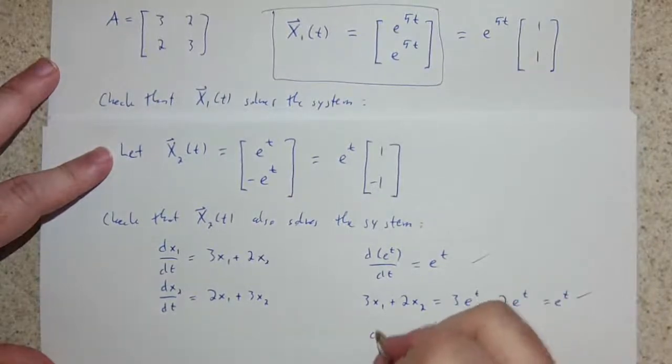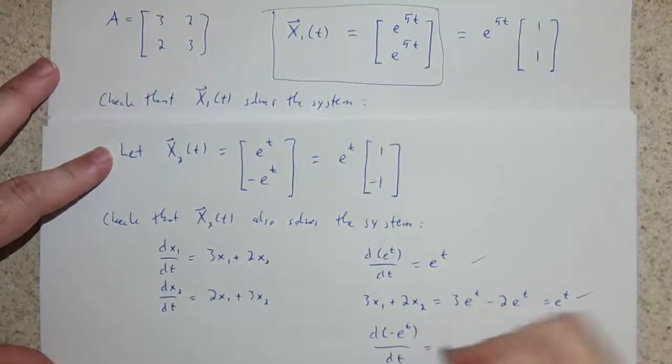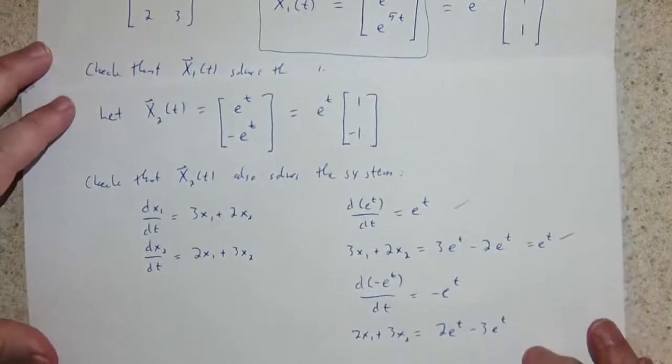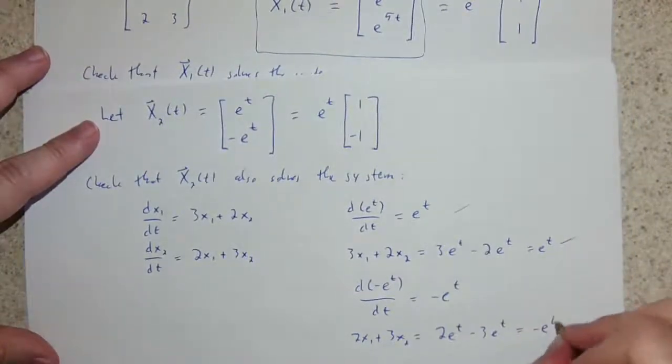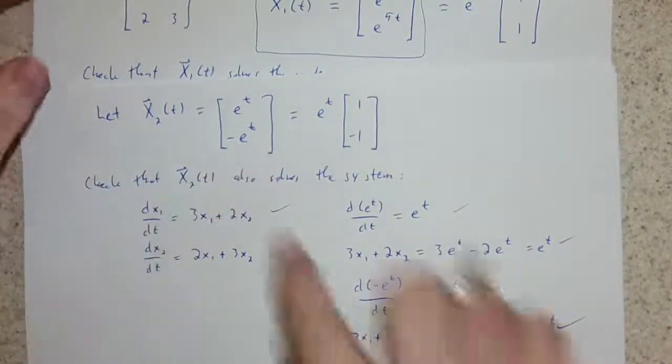The second equation is checking that dx2 dt, which is d e to the minus t dt, of course that's just minus e to the t, has to be equal to 2x1 plus 3x2. So 2x1 plus 3x2 is going to be 2 times e to the t plus 3 times minus e to the t. So this is minus 3e to the t plus 2e to the t, which is minus e to the t. So both of these equations are satisfied, and this is another solution.